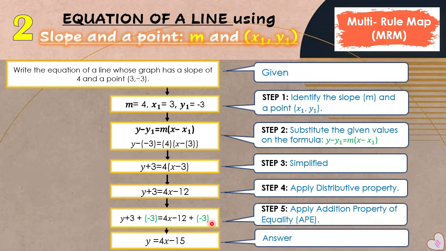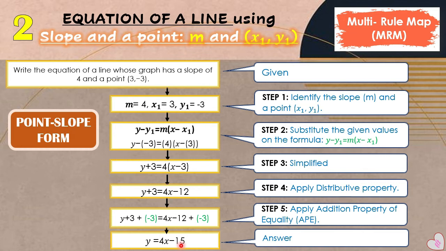So for the answer, we will have y is equal to 4x minus 12 plus negative 3. So since you have both negative, that is equal to minus 15. Okay. So you have to add the same sign and then copy same negative. And that is for the point slope form. Again, we have y minus y sub 1 equals m times quantity x minus x sub 1.